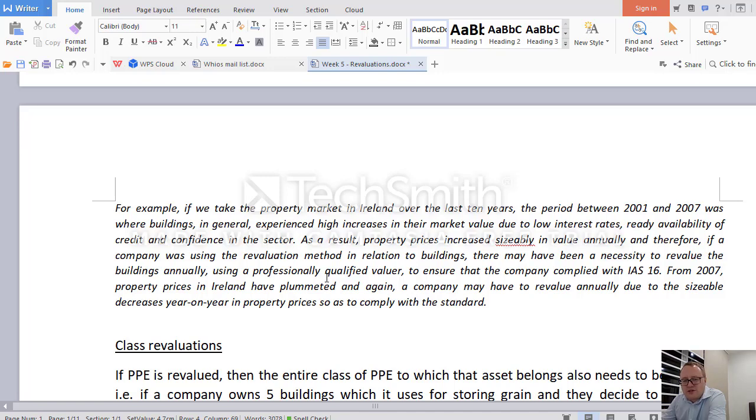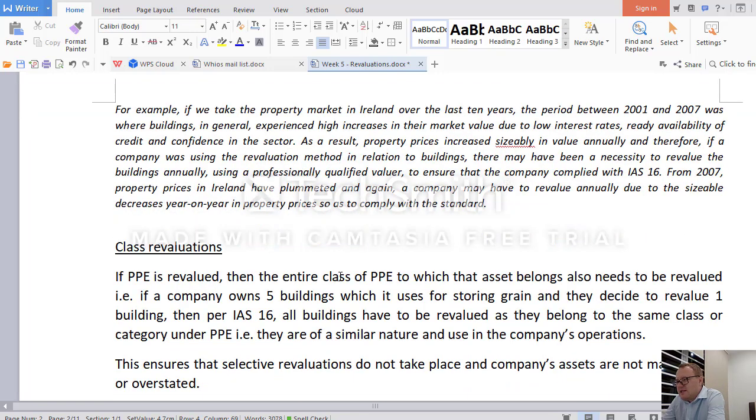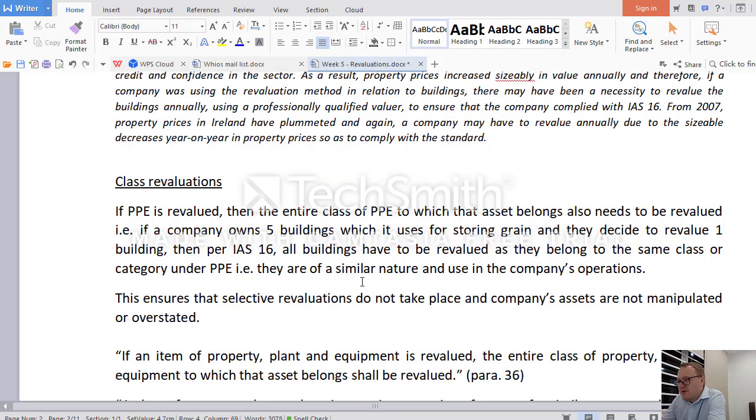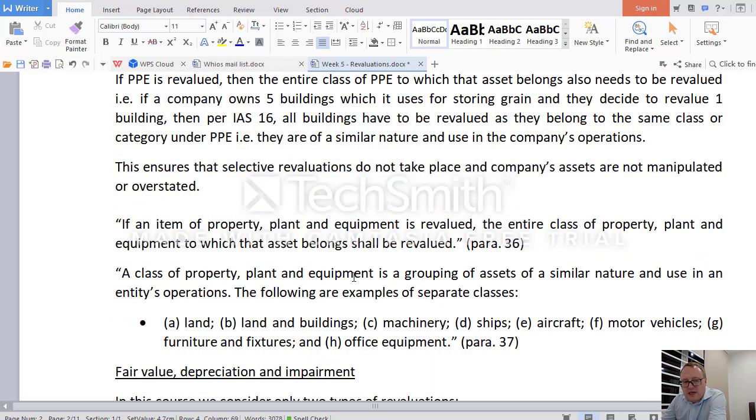Of course, if you have several assets belonging to the same class of assets, then if you revalue one of the assets, you must revalue all other assets belonging to the same class. So if you have one piece of equipment and you revalue it, then you must revalue the other pieces of equipment that you have. And the classes are given here: land and buildings, machinery, ships, aircraft, motor vehicles, furniture and fixtures, office equipment. Examples.